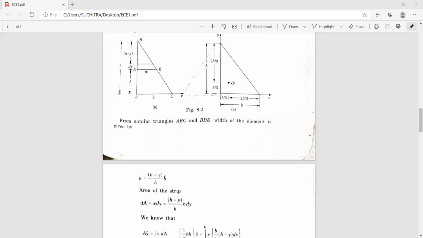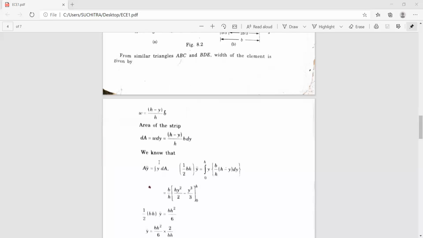Now from similar triangles ABC and BDE, W by b is equal to (h minus y) divided by h. Thereby you can write W is equal to (h minus y) b by h, that is, b by h into (h minus y). Now again you have to find the area of this elemental strip, which we can call dA. dA is equal to width W times depth dy. Here W is nothing but (h minus y) by h into b, so dA is that times dy.